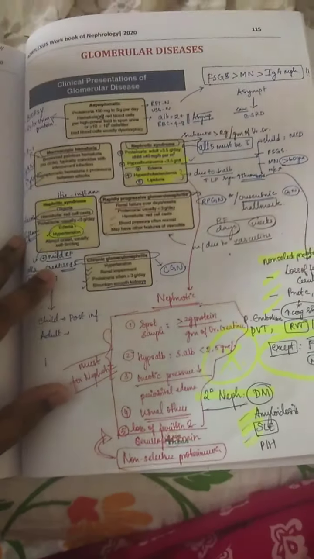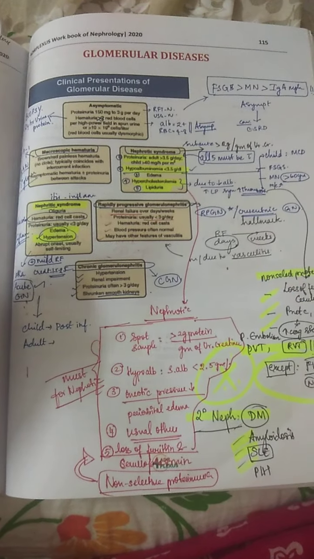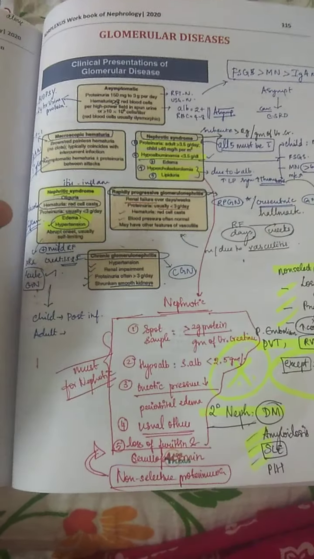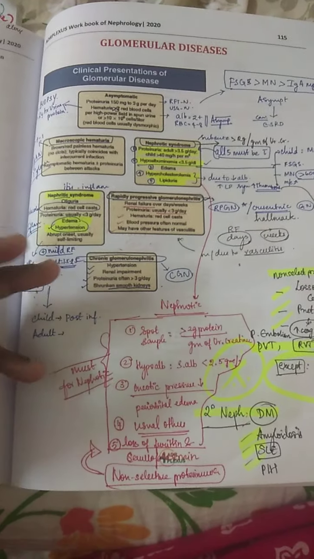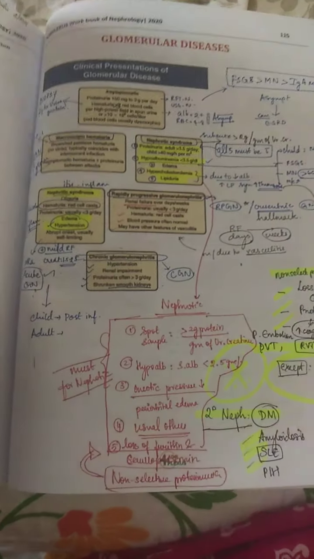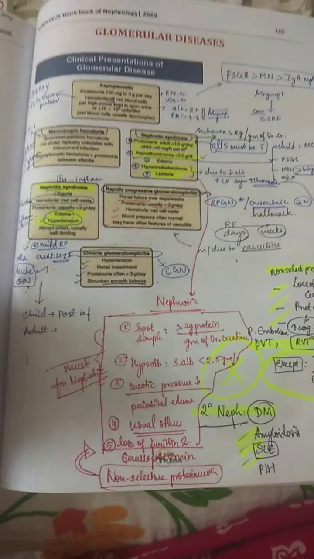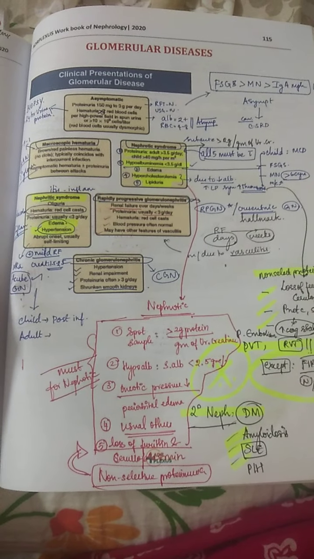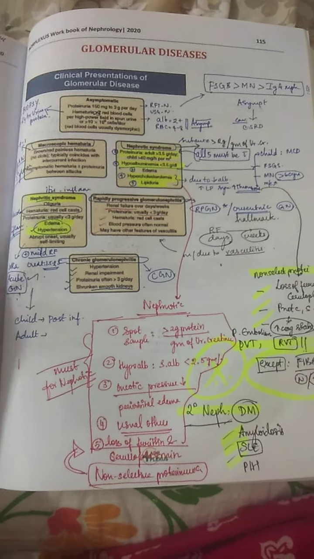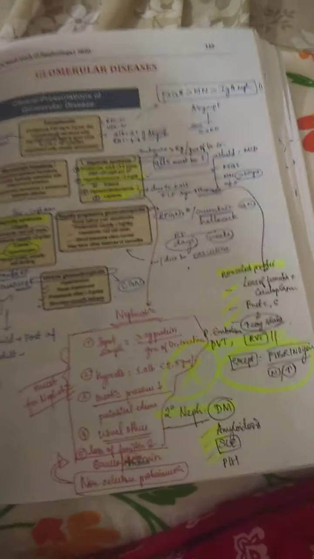Nephrotic and nephritic. See, for nephritic we have RPGN, IgA nephropathy, post-streptococcal glomerulonephritis, and we also have membranoproliferative glomerulonephritis. In nephrotic syndrome, we have only 3 disorders, which are minimal change disease, FSGS, and membranous nephropathy. Now, before going to that, you have to know one thing.